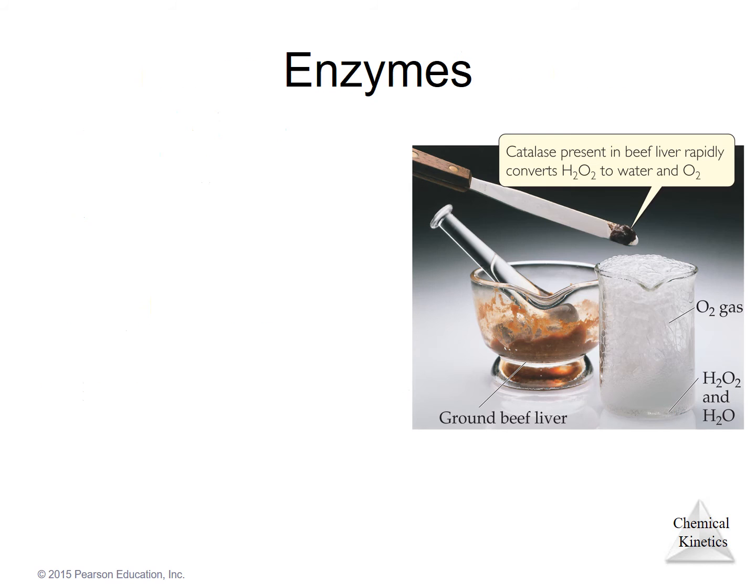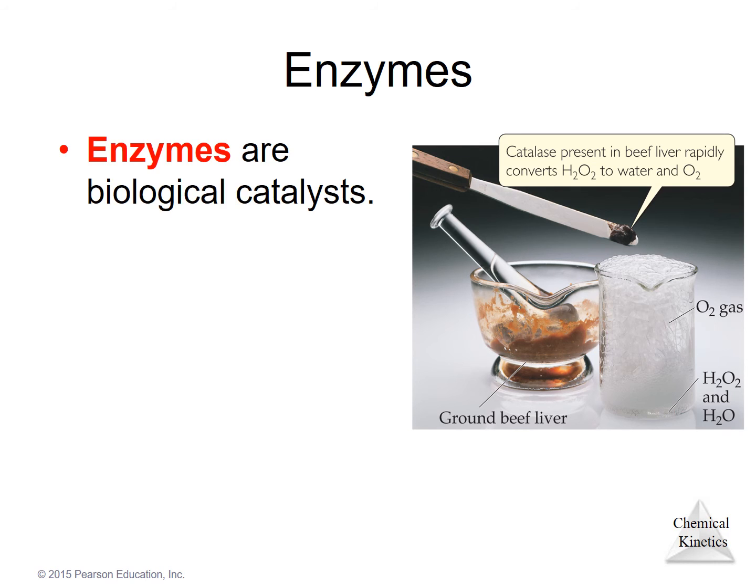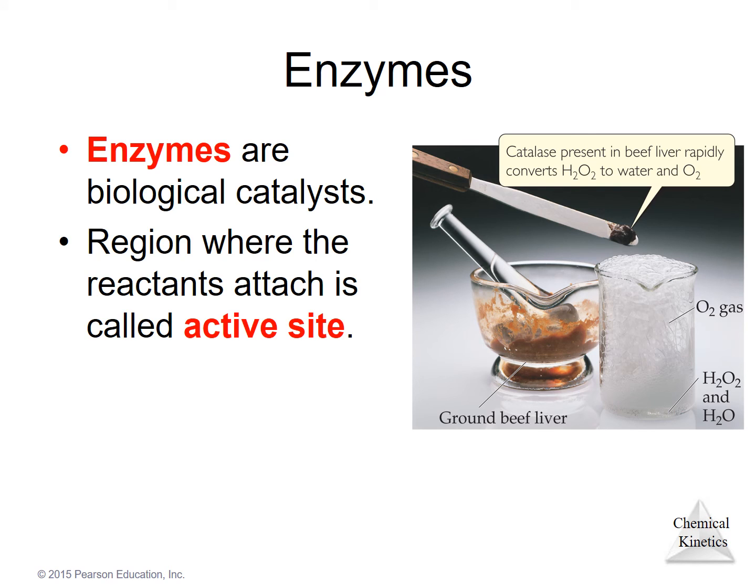It's heterogeneous because it's not mixed with the reactants. There's a special category of catalysts called enzymes. I'm sure you've heard of these from biology class. An enzyme is a catalyst for very specific biological reactions. So we say enzymes are biological catalysts. Every enzyme catalyzes a very, very specific biological reaction and nothing else.